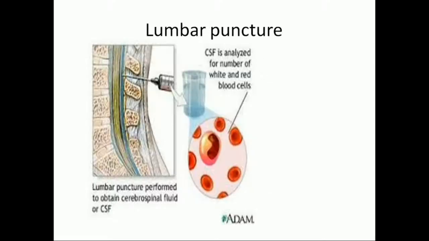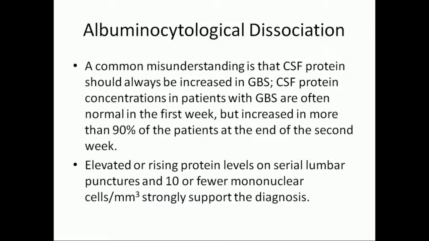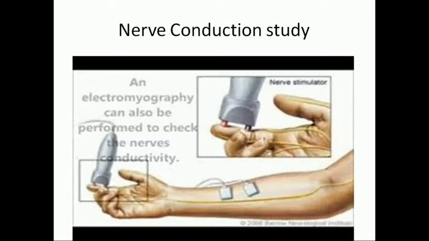So we'll see what changes occur in GBS. We have seen that in the first week it may be normal, and from the second week there is an albuminocytological dissociation, and at the end of the second week 90% of the patients of GBS have it. So what do you mean by albuminocytological dissociation? It means there is elevated albumin but no elevation of cells. So there is a dissociation between these two, and the cells should be less than 10, and these should be mononuclear cells.